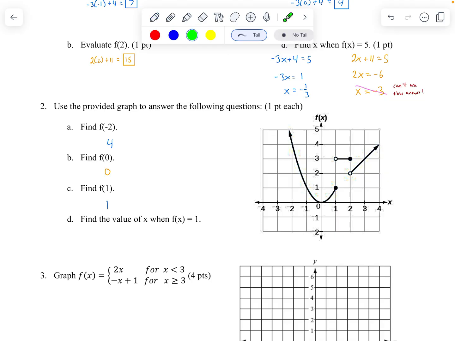And then this question says find the value of x when f of x equals 1. So this is your y value. So a y value of 1, if you want to, you can draw a horizontal line through y equals 1, and everywhere that it hits, but it hits here at 1 and at -1. So here we're finding our x values. So x equals either -1 or 1.